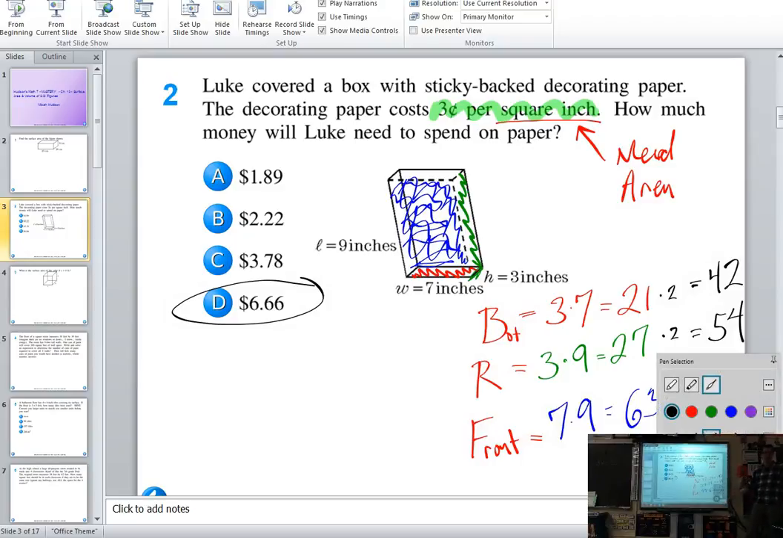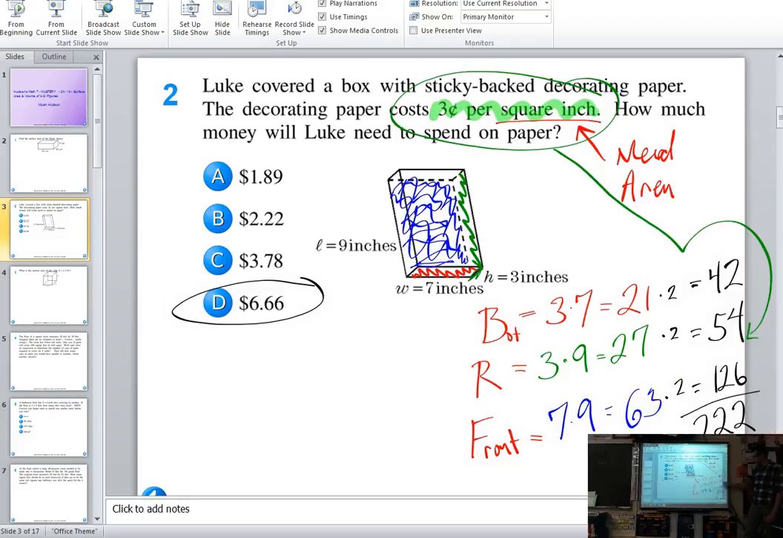How did I get from one to the next? Ellie? This is the amount of square inches. So we multiply by the price per square inch, and that's how we get the $6.66.